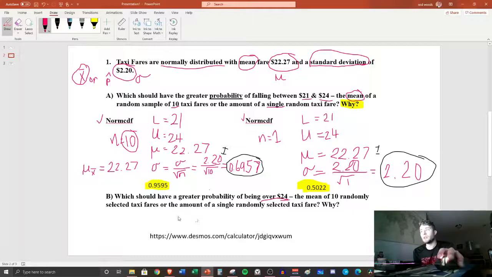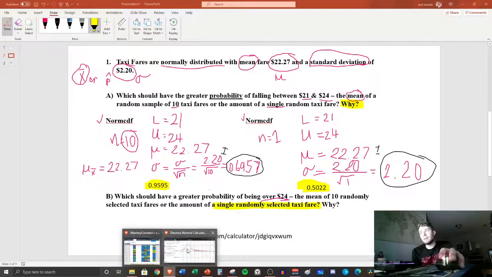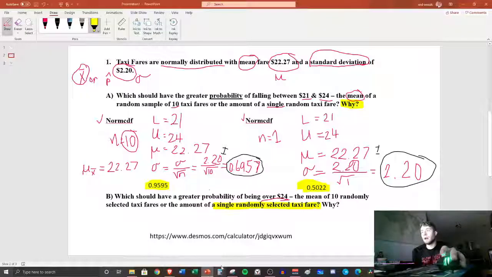So when we answer this question down here, we have our probabilities. We're just going to answer the question. We're going to say a single randomly selected taxi fare is more likely to be over $24, further away from the mean due to the spread. So because the standard deviation is larger, more values will be over $24 for a single taxi. Okay, so that's why. All right, that is the majority of what I wanted to cover in this video.